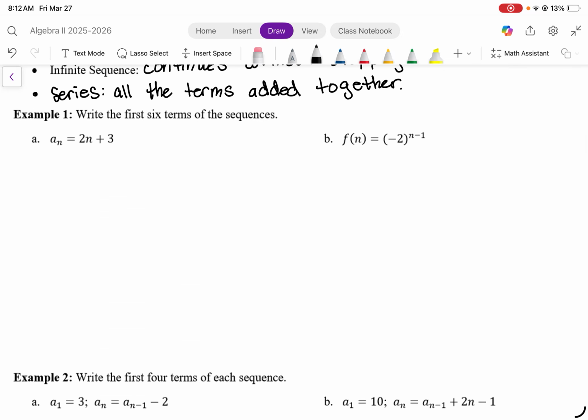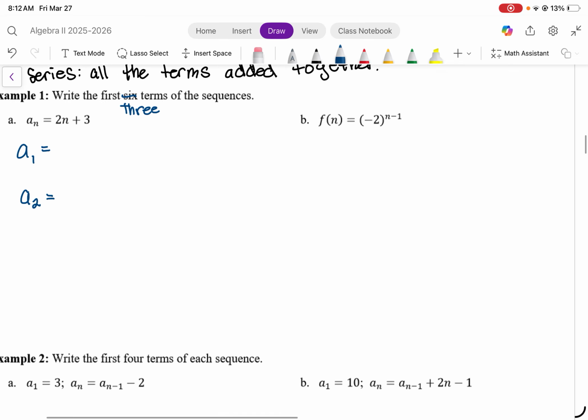Okay, so for example 1, they want us to write the first 6 terms. Just for the sake of time, these ones are pretty easy, so we're just going to do the first 3 terms of the sequence. That means we're looking for when n equals 1, n equals 2, and n equals 3.